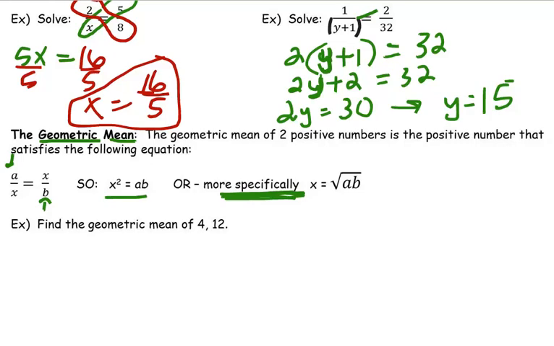So that's how we differ from the arithmetic mean. Think arithmetic, when you add the two numbers and divide by 2. In the geometric, we're going to multiply the two numbers and then take the square root. So let's find the geometric mean of 4 and 12. My geometric mean is going to be the square root of 4 times 12.